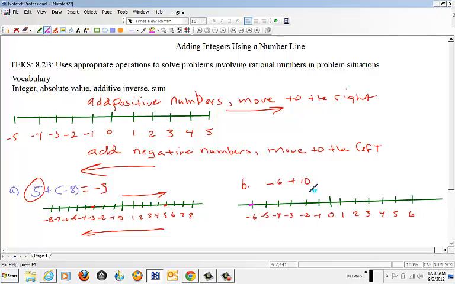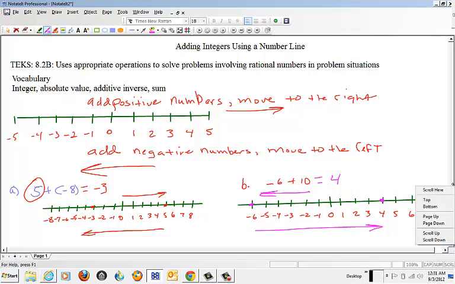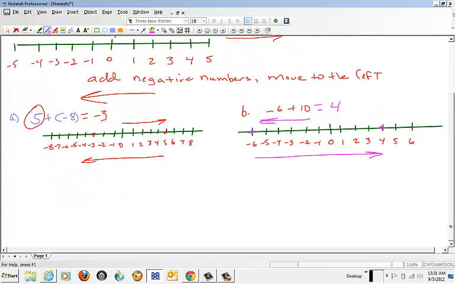And because we are adding a positive 10, we're going back to the right 10 whole units. So let's do that. 1, 2, 3, 4, 5, 6, 7, 8, 9, and 10. And we end up at a positive 4. So therefore, we can come up with the conclusion that a negative 6 plus 10 will equal a positive 4. Okay?